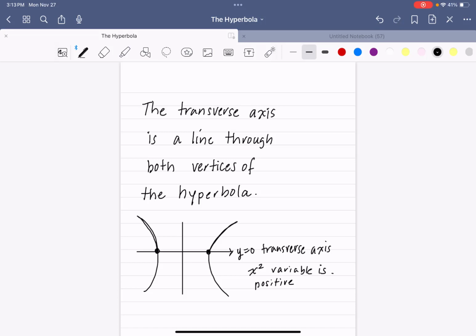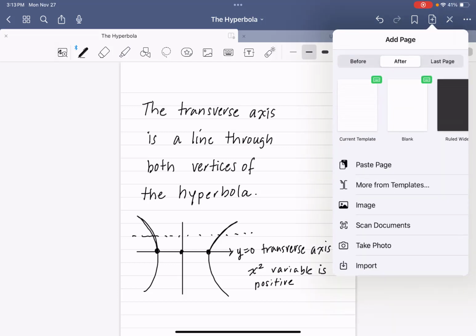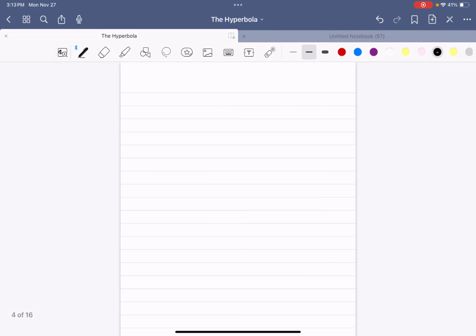Now this is just for those that are centered at 0, 0. Later on, this transverse axis can be moved up or down. Now the other version for a transverse axis is when the y squared is positive. And you'll see the format of the equation in just a minute.